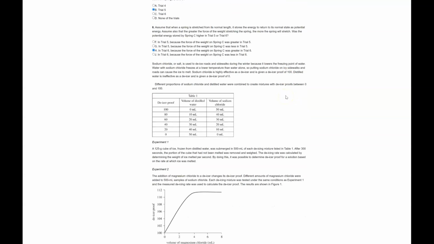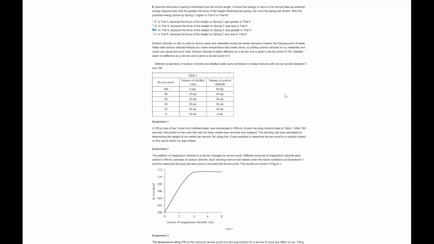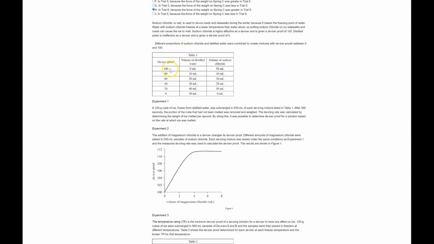All right, now we've got a whole new passage, we've got sodium chloride and salt de-icer. So quickly go through this, and you see that it's going to be talking about sodium chloride, water, and basically how much something is being unfrozen. So then we've got a table, and we've got proofing. Proofs are like percentages. The higher the proof, the more percentage you have of the substance that's dissolved, and the lower the proof, the less of the substance that is dissolved.